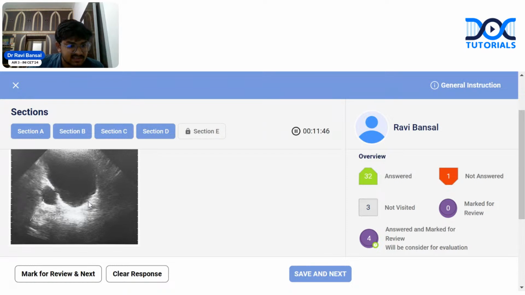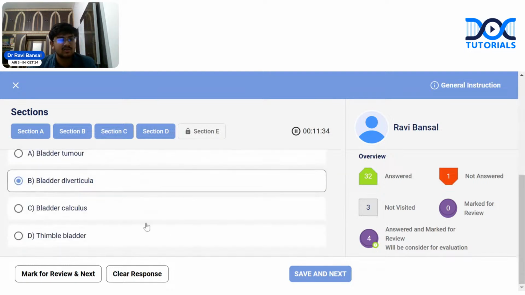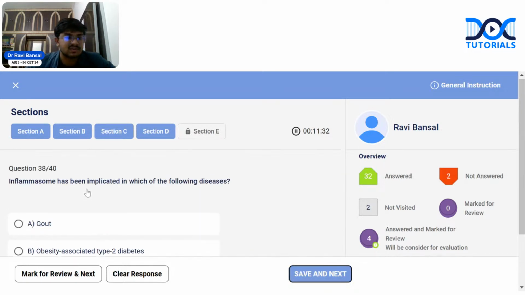They have given this is the bladder, and obviously this is not the prostate. This is some diverticula coming from the bladder, so urine is getting stored in this diverticula. So this is also black. So diverticula is, I think, the most appropriate answer for the question.